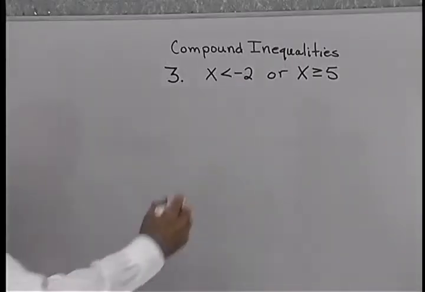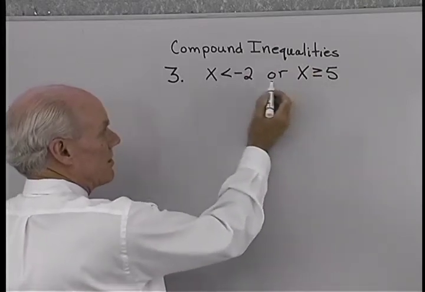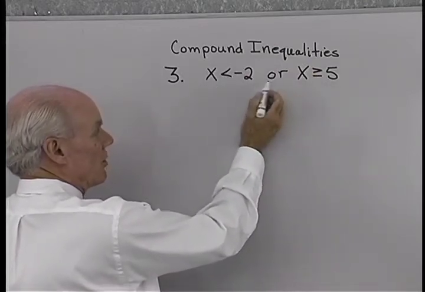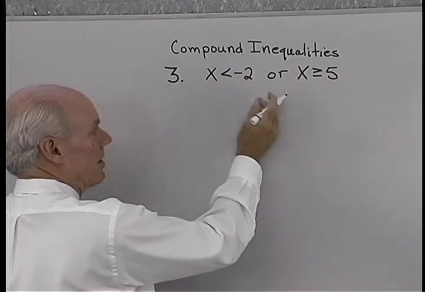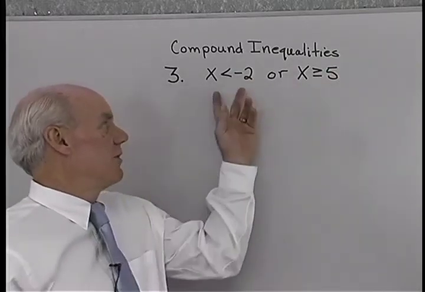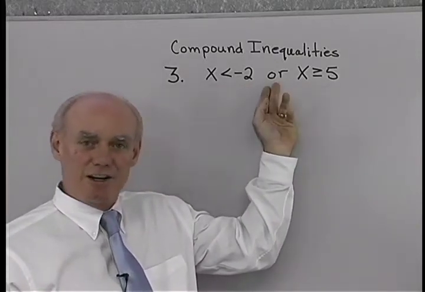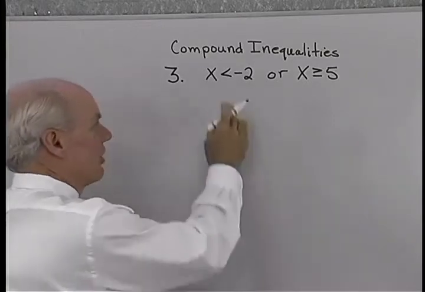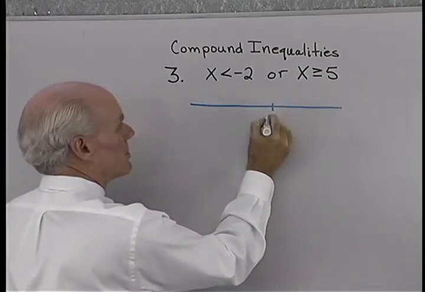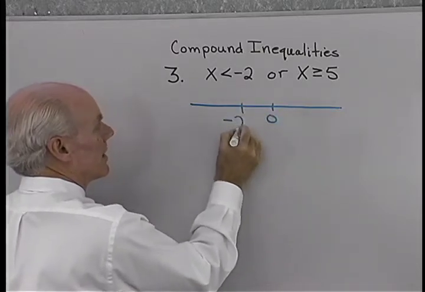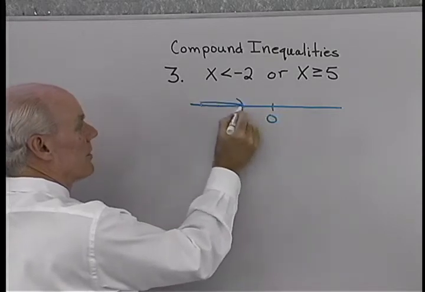For my next example here, I have what's called a compound inequality. It's two simple inequalities here connected with the word or. So all I want to do is graph the solution set to this whole compound inequality. What I'm going to do first is graph this solution set, and then I'm going to graph this solution set, and I'm going to see then how to connect them with the word or. So x is less than negative 2. I'll just draw a number line in, put in 0 for reference. Here's negative 2. X is less than negative 2. So that graph looks like this.